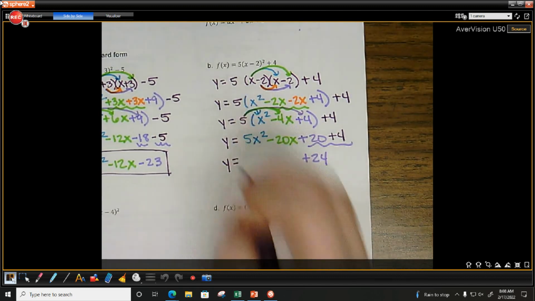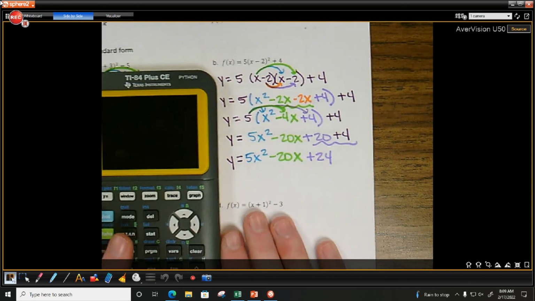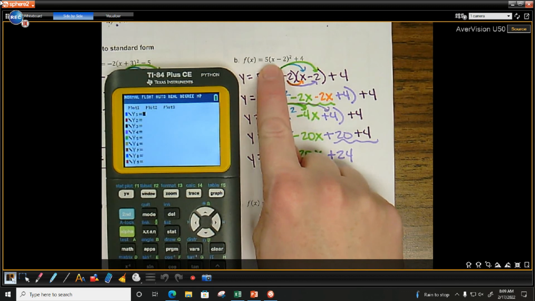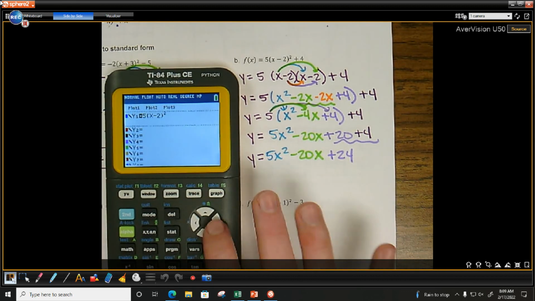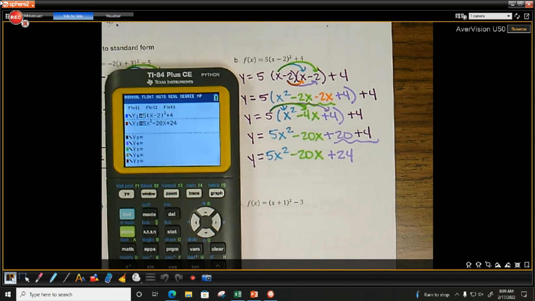Can we check ourselves? Yep, let's all go to our calculator and check ourselves. Type your original in. And then your answer in Y2. You putting this in your calculator, Bailey? Igor, putting this in our calculator. Graph it. And they're the same. Go to the table. And the tables are the same. So did I do it correctly? Yep. Good job, us. Good?